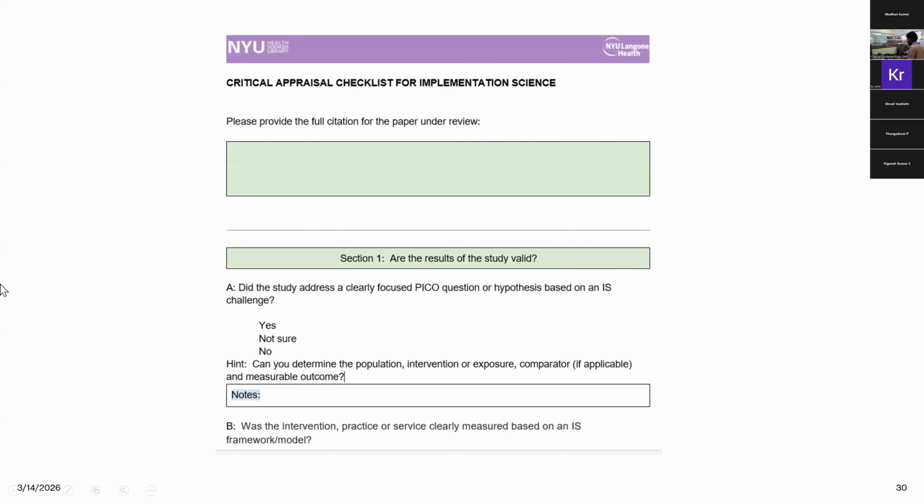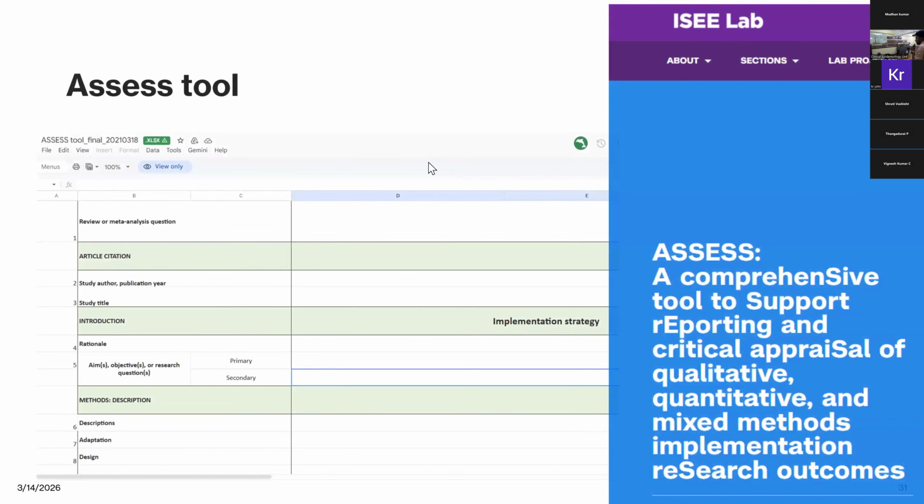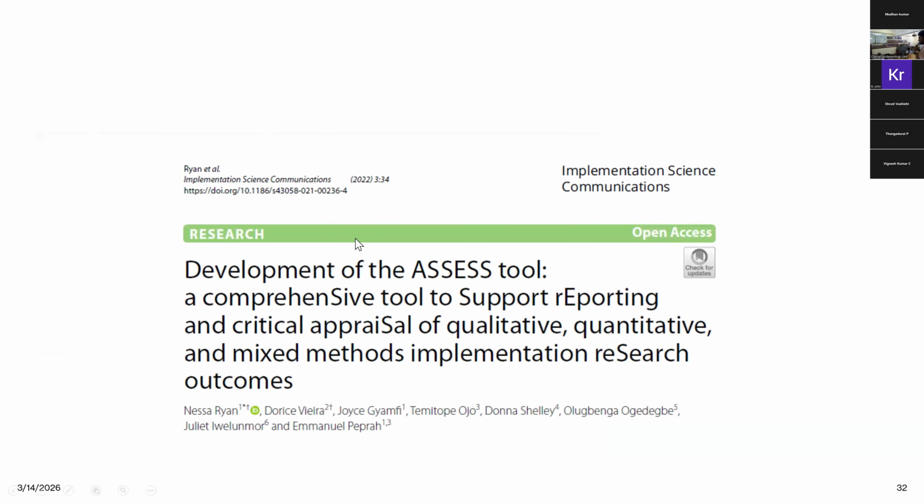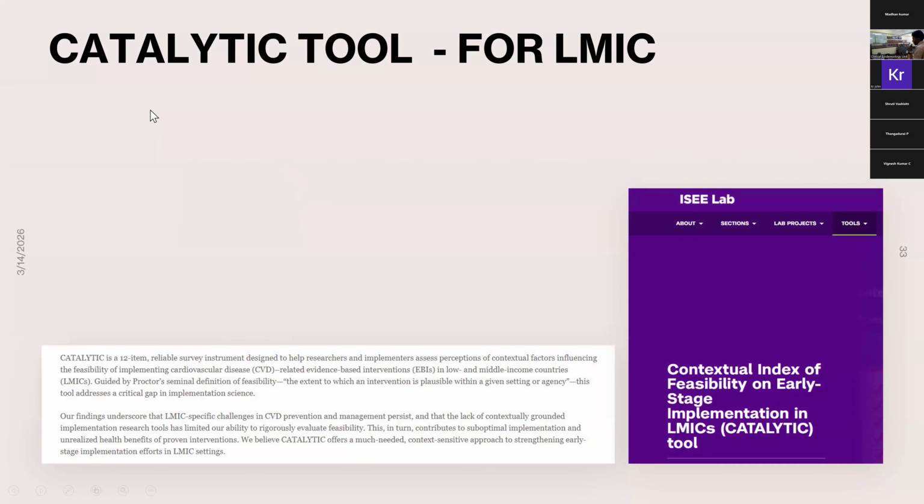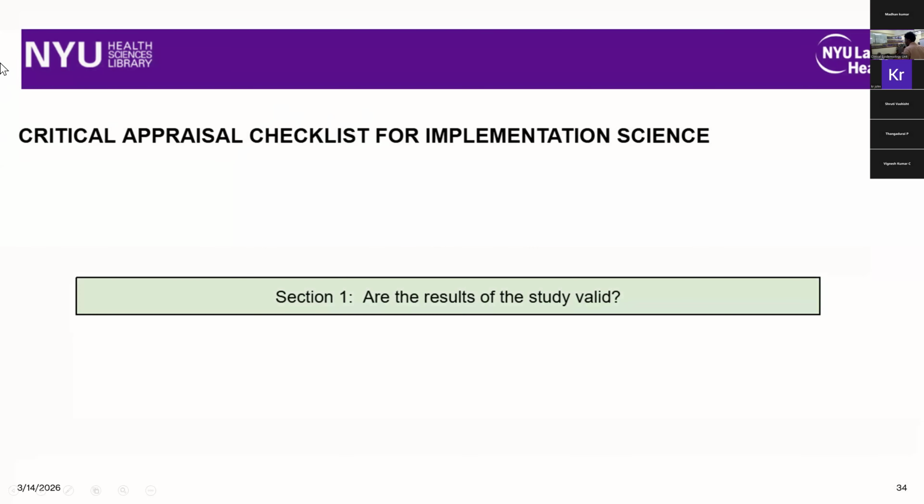And there are numerous tools to critically appraise implementation studies. One includes the New York University's tool for assessing implementation science, which also includes a part of the CASP questionnaire. Other tools to assess implementation science are the ASSESS tool, and we also have a special tool for low and middle income countries called the CATALYST tool. For my presentation, I'll be using the ASSESS tool and the New York University's tool for critically appraising my article.